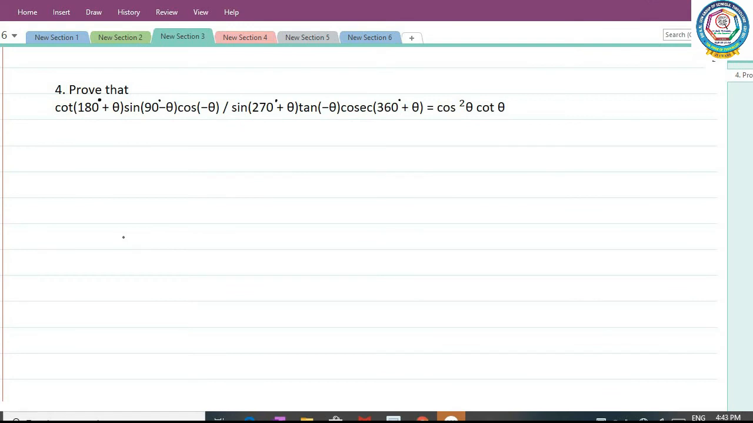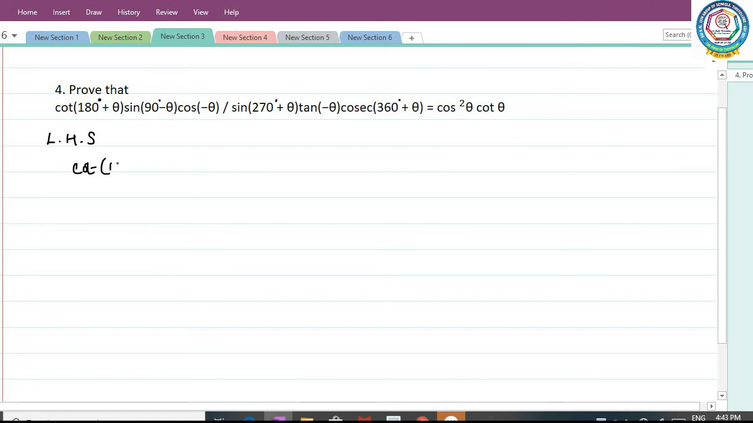Question number 4. Prove that cot of 180 degree plus theta, sin of 90 degree minus theta, cos of minus theta, divided by sine of 270 degree plus theta, tan of minus theta, cosecant of 360 degree plus theta, equal to cos square theta into cot theta. So now I am going to take the left hand side. What is the left hand side given?